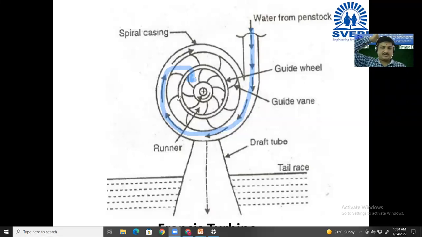So that your runner is also rotating, shaft is connected to that particular runner and that shaft is attached to the generator also. So this is the mechanism of our Francis turbine.